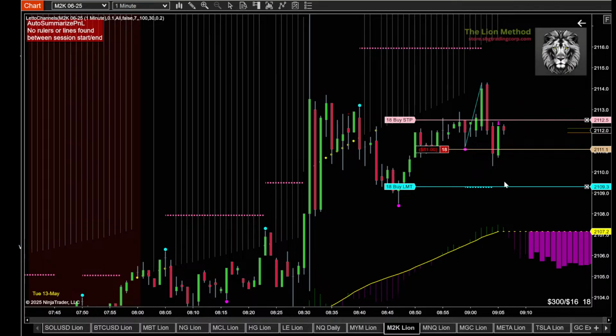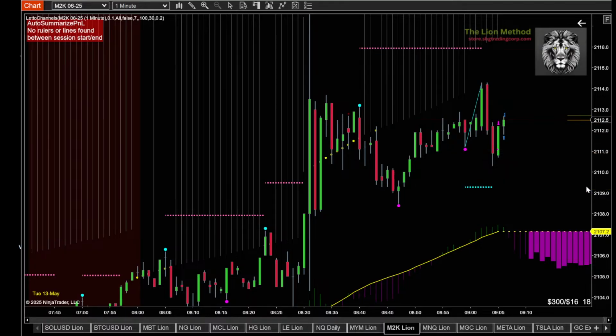Now the original Lion method would have put the stop up here, but we're going to be a little tighter. All right, so we did get stopped out. Not a big deal. We're going to see how the market reacts. If it can break through this level, we'll put another short limit order in right at that price. It's got to break through there, though. It's got to show some weakness.